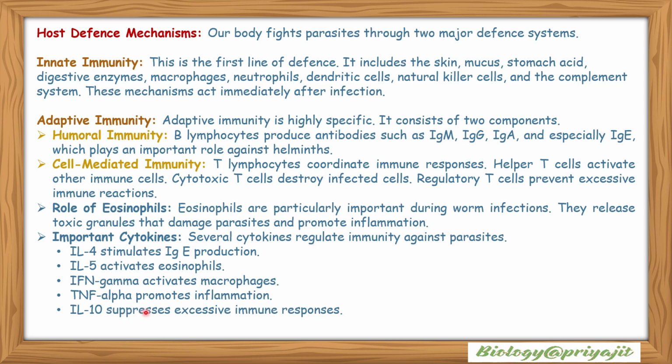Important cytokines. Several cytokines regulate immunity against the parasites like IL-4. Interleukin 4 stimulates IgE production. Interleukin 5 activates eosinophils. Interferon gamma activates macrophages. TNF-alpha promotes inflammation, and interleukin 10 suppresses excessive immune responses.